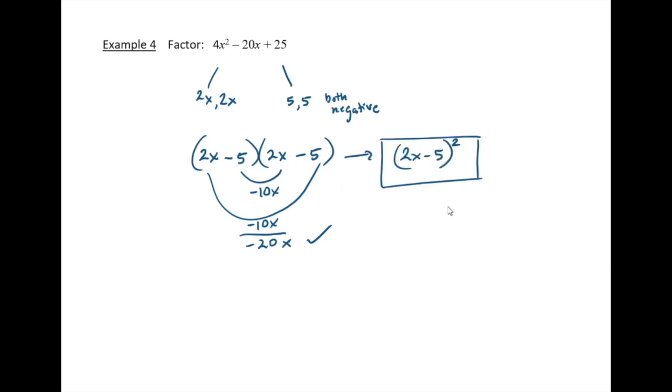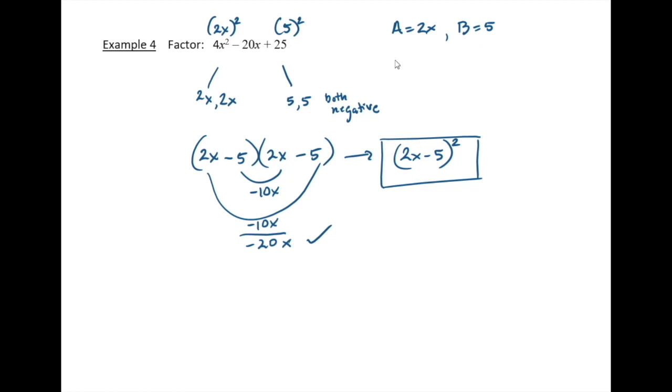If you want to use the formula, you have to identify your a and your b in this trinomial. Here, 4x squared can be written as 2x in parentheses all to the second power. Notice that's the same thing we got here when we factored. And 25 is 5 to the second power. So we have a is equal to 2x and b is equal to 5.